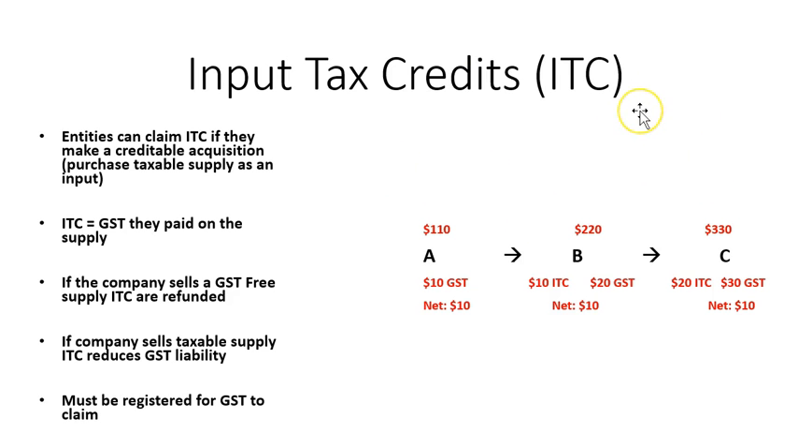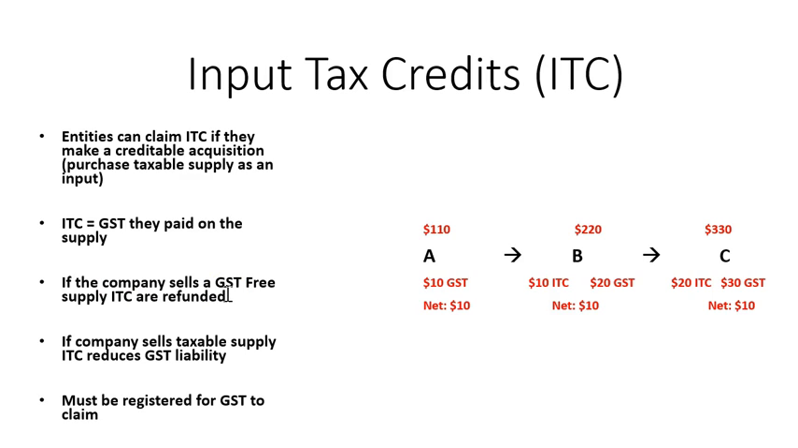Okay, so now we're going to talk about input tax credits, which I kind of ignored what they were in the last slide. Entities can claim an input tax credit if they make a creditable acquisition, which is simply when they purchase a taxable supply as an input. The value of the input tax credit is equal to the GST that they paid on the supply. We'll look at that in the example in a second.